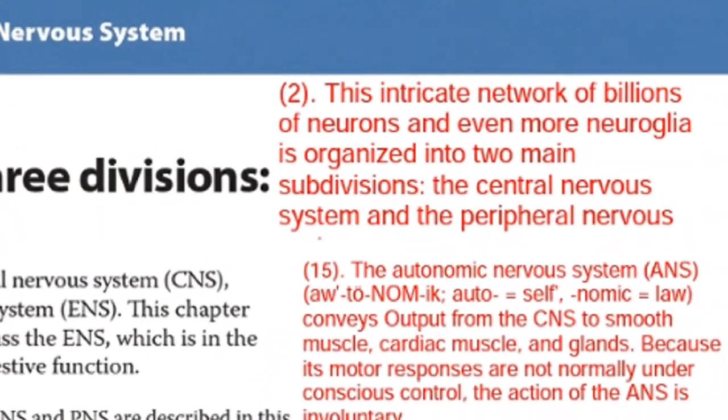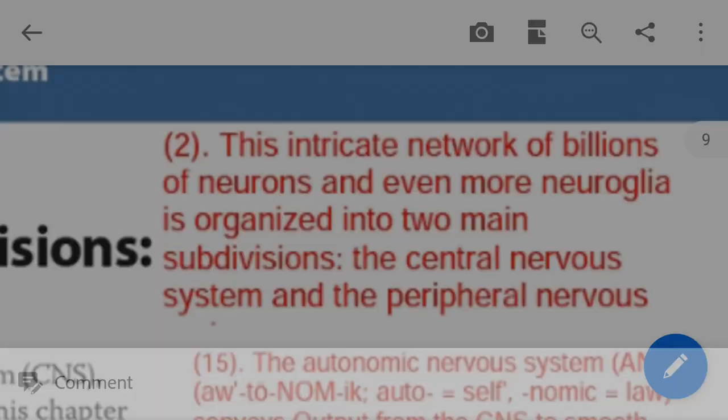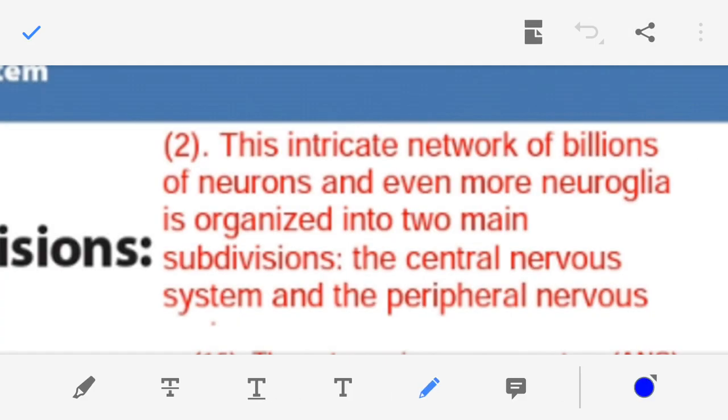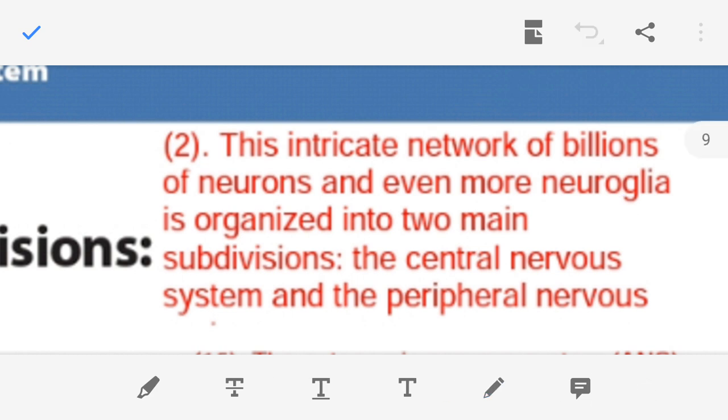Now, discussing the second point. What exactly is the nervous system composed of? The nervous system is an intricate, meaning very dense, very complex network of billions of neurons. So in the composition of the nervous system, many neurons are present and their number is in billions. And not only the neurons, along with the neurons, neuroglia are specialized cells which are also present in our nervous system.